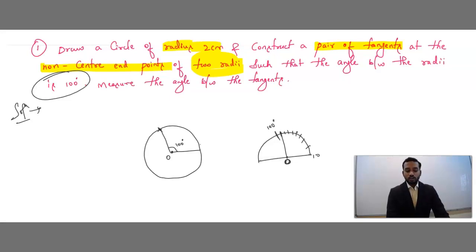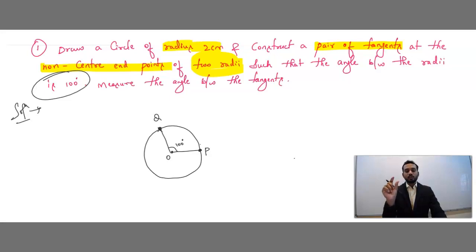Understood? Now we should draw the tangent at this end as well as at this end. These two ends are called the non-center ends of the two radii. How to draw the tangent? Observe here. The procedure is very simple. I am going to mark this as P. Let me call this point Q. It means I have to draw the tangent at P and I should draw the tangent at Q. What radius did we take to draw the circle? 2 cm. Same 2 cm radius you have to take.